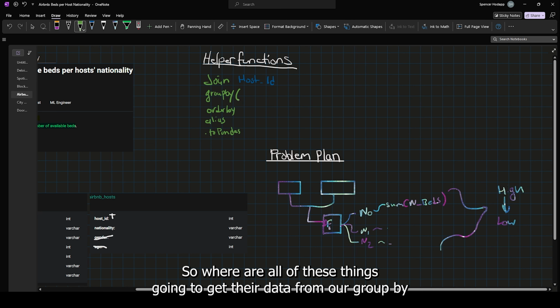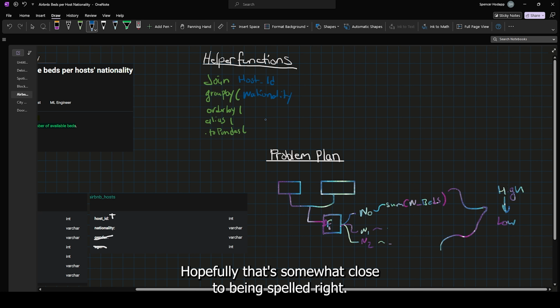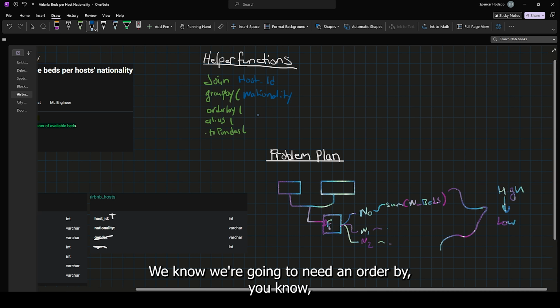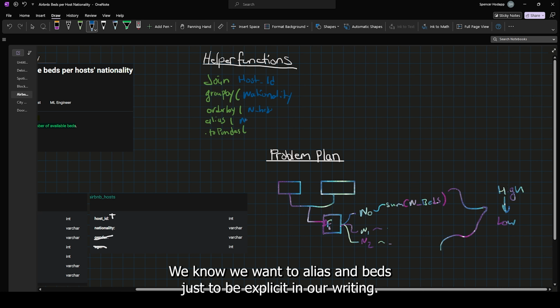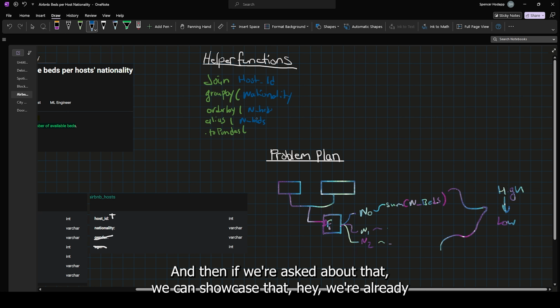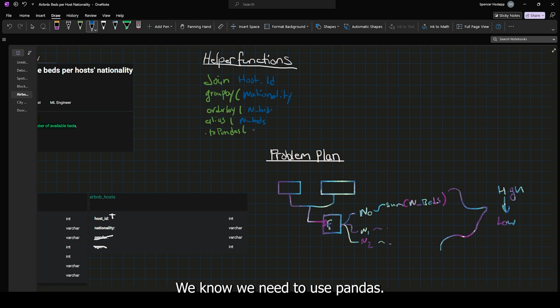Okay, so where are all of these things going to get their data from? Our group by is going to be nationality. Hopefully that's somewhat close to being spelled right. Spelling in English is really not what I'm good at. We know we're going to need an order by, beds. We know we want an alias, beds, just to be explicit in our writing. And then if we're asked about that, we can showcase that we're already thinking about documentation and the people that come after us. We know we need to use .toPandas.